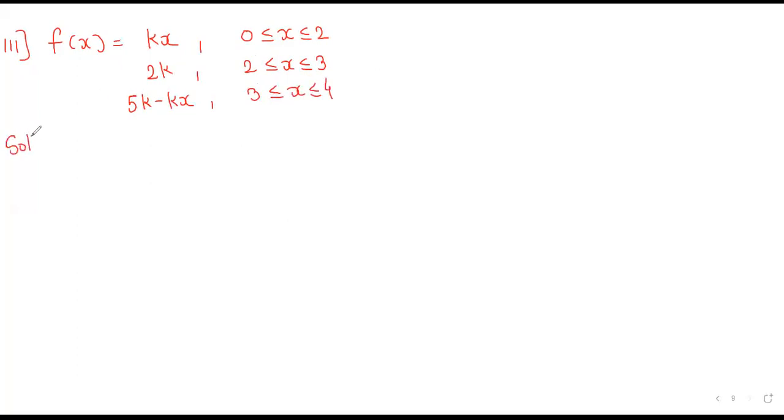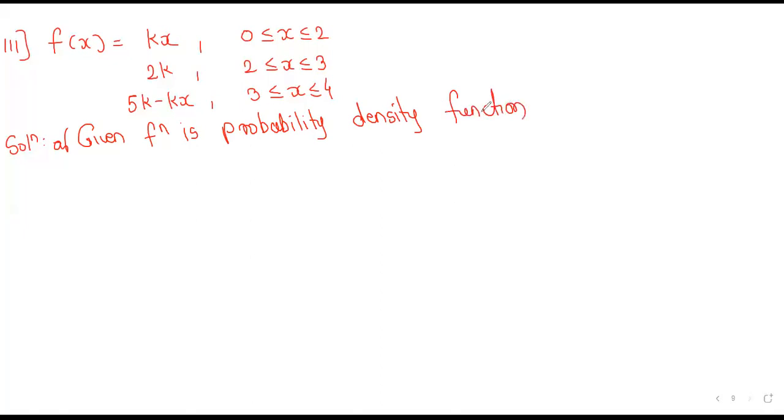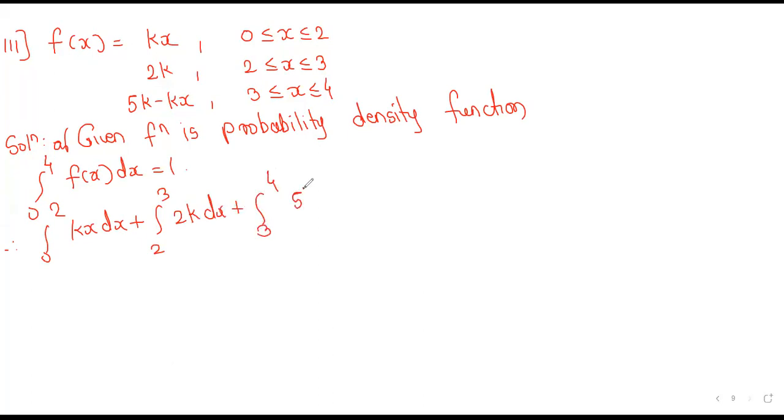So as the common question was, the given function is probability density function. We can write integration 0 to 4 f of x dx is equal to 1. Now we write this as integration 0 to 2 plus 2 to 3 plus 3 to 4. So integration 0 to 2 f of x is kx dx plus integration 2 to 3 f of x is 2k dx plus integration 3 to 4 f of x is 5k minus kx dx is equal to 1.